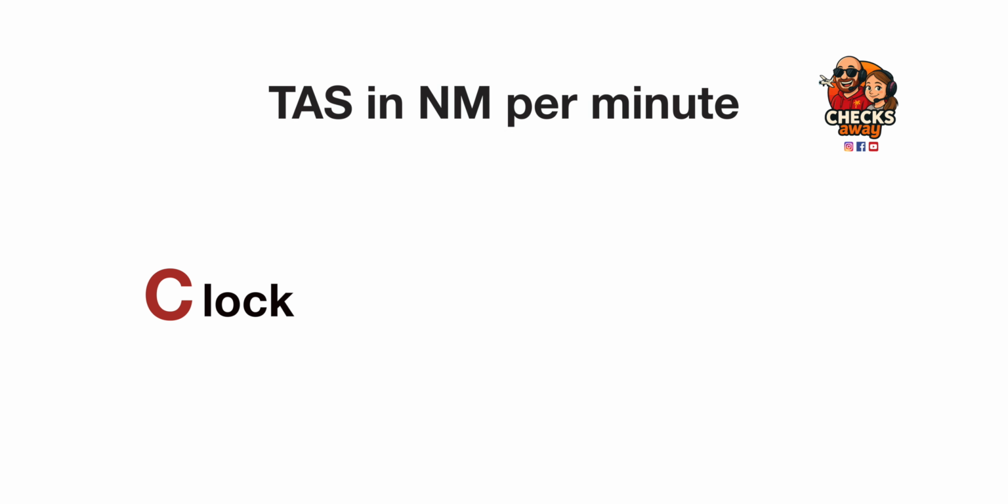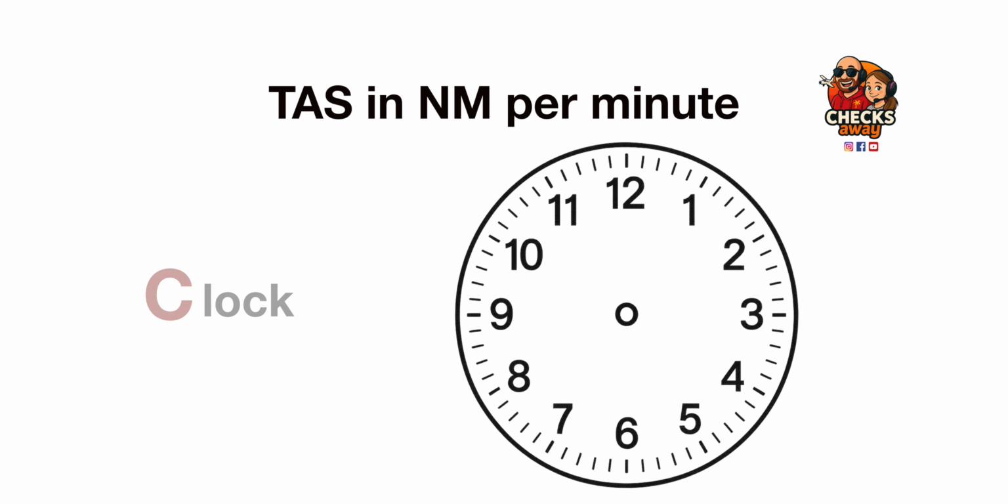And clock. To estimate the wind correction angle, or the angle of drift, we need to apply our true airspeed in miles per minute. Again, the clock face helps us. At 60 knots, our speed fits into the clock face once. We do 1 mile a minute.